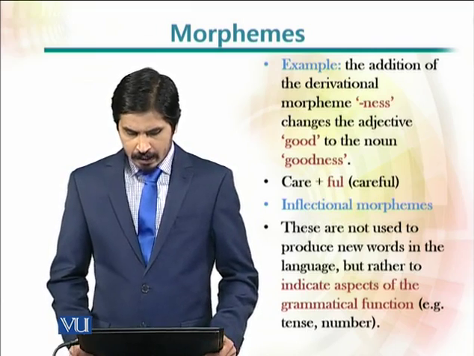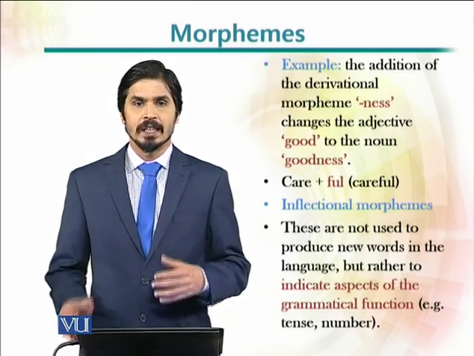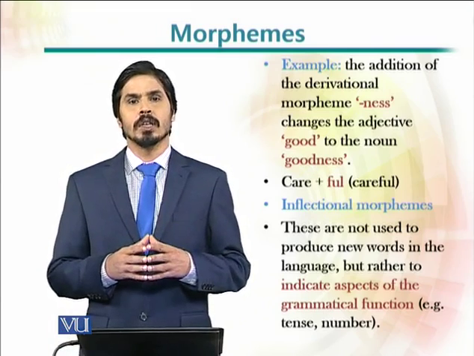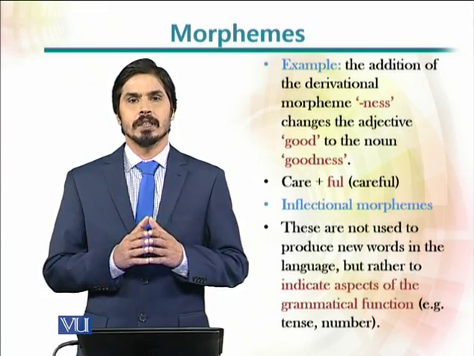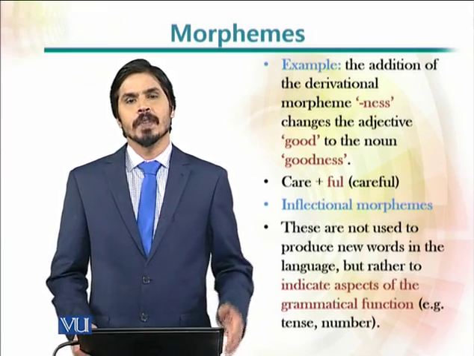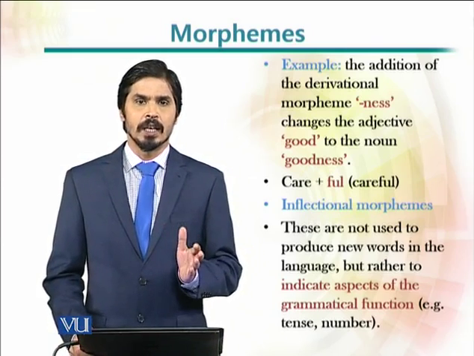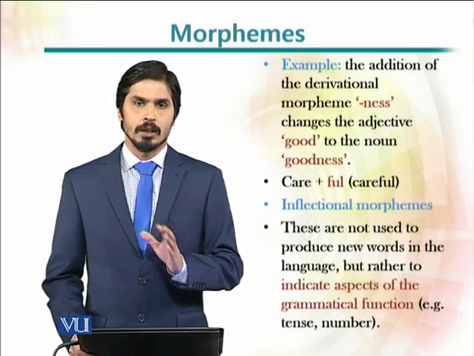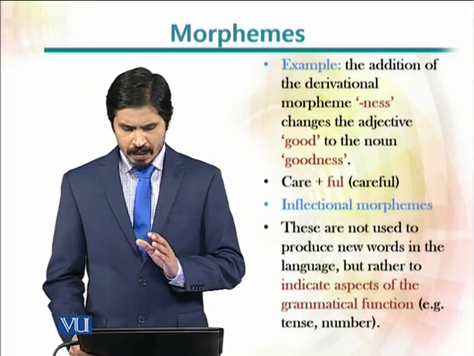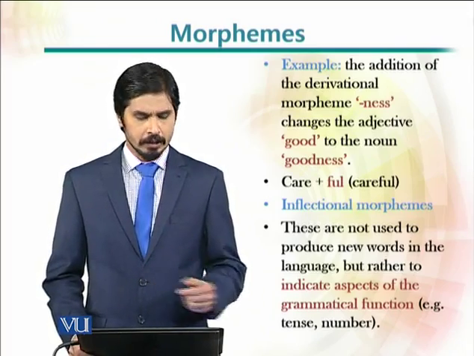Inflectional morphemes are used not to produce new words, rather they add to the meanings while remaining in the same category. They are used to show, for example, the number, the singularity or plurality of words, and they are also used to show the tense of a word.